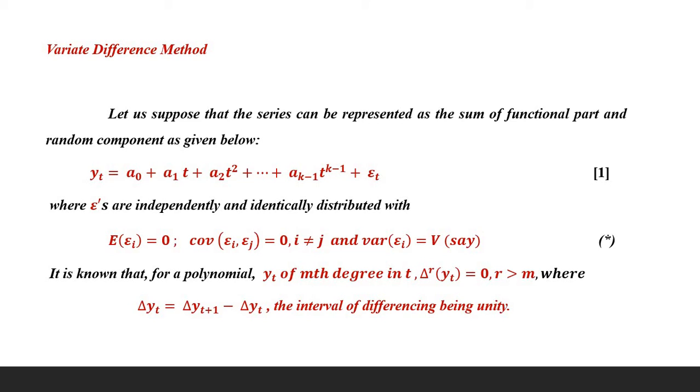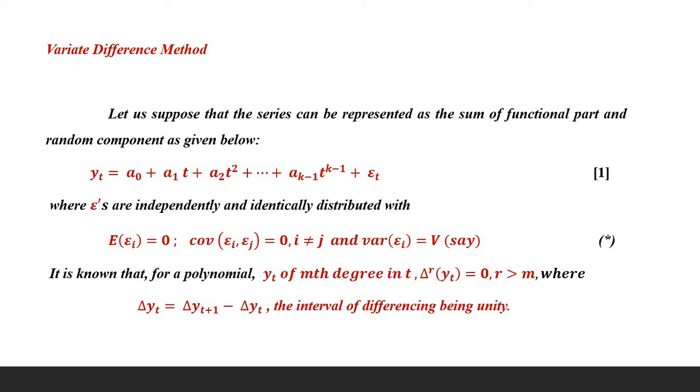Now, the variate difference method. Let us suppose that the series can be represented as the sum of functional part and random component as given below. That is, YT is expressed as a0 plus a1 t plus a2 t square plus ... plus a(k-1) into t to the power k minus 1 plus epsilon t. Here epsilon t is the random component. And here epsilons are independently and identically distributed.